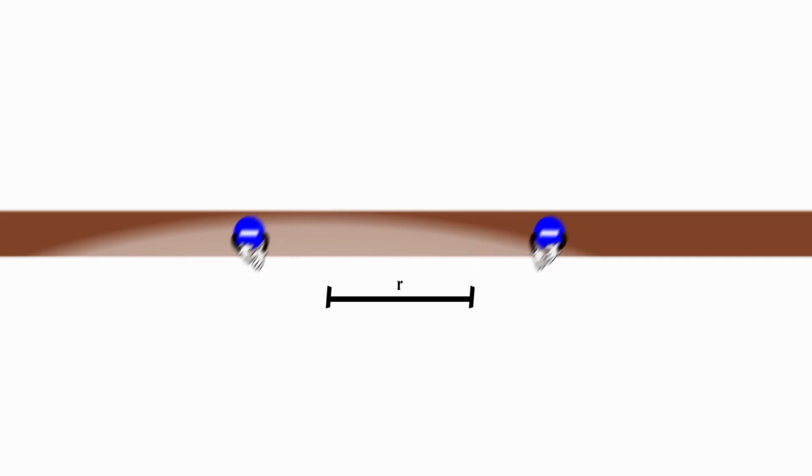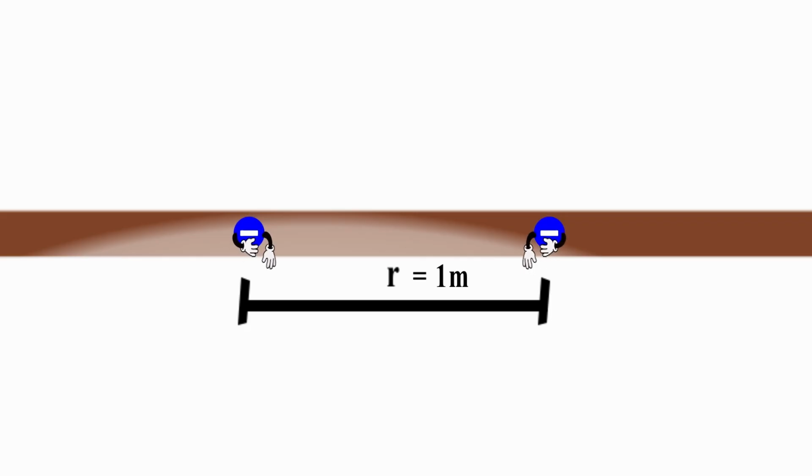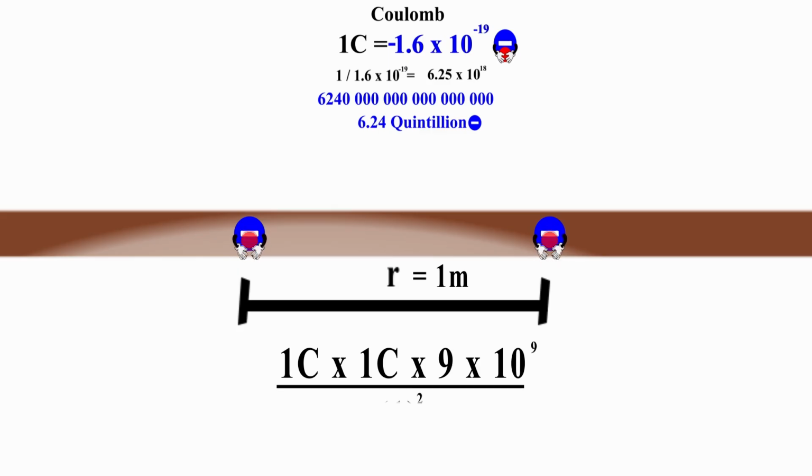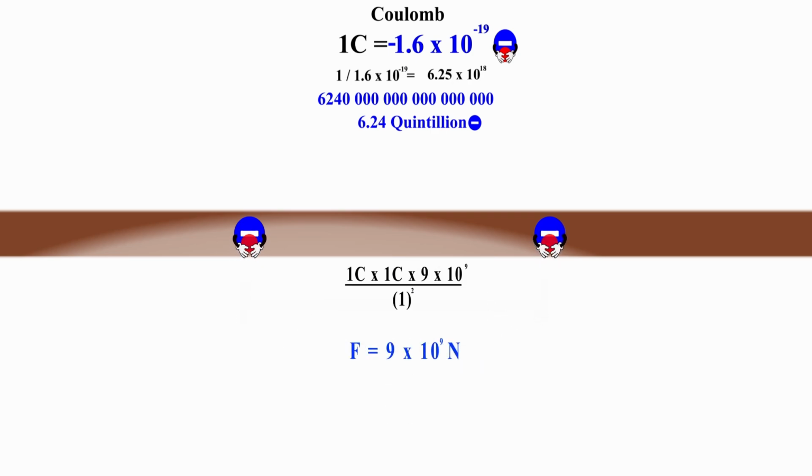Let's assume electrons are 1 meter apart. We understood each electron carries 1.6 x 10^-19 coulomb. So let's say each electron has 1 coulomb of charge, and both of these electrons are at a distance of 1 meter apart. So the force between these two electrons will be given by the product of these two 1 coulomb charges, times a constant value of 9 x 10^9, the whole divided by the distance squared. The distance is 1 meter, so 1 squared is 1. The repulsive force between these two charge carrier electrons is 9 x 10^9 Newton.